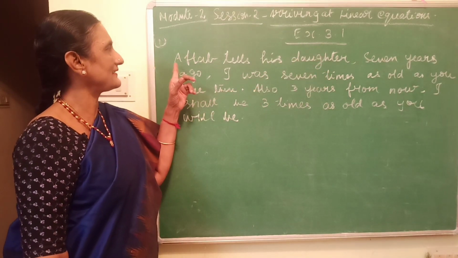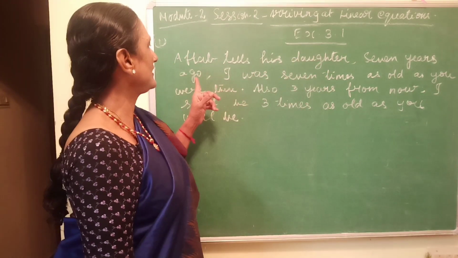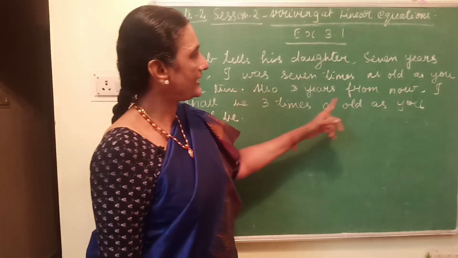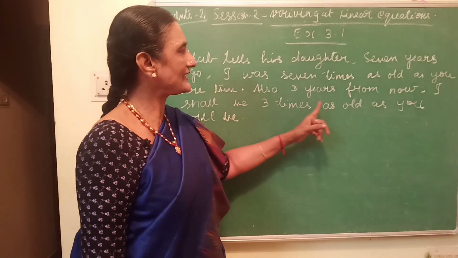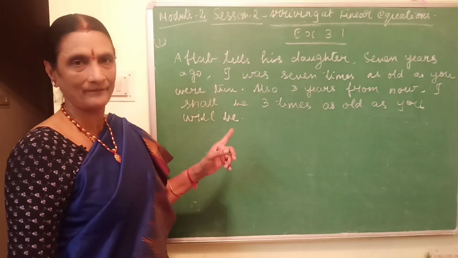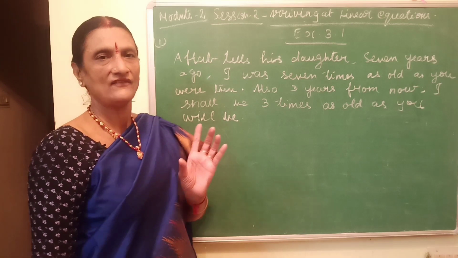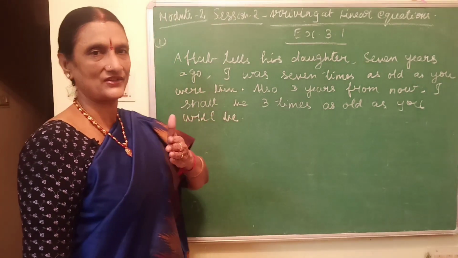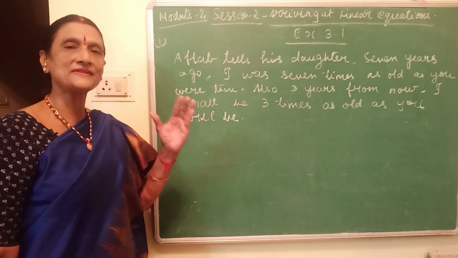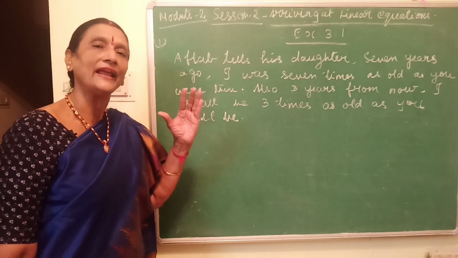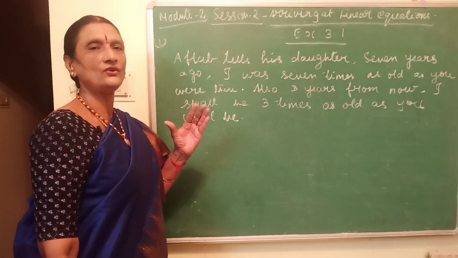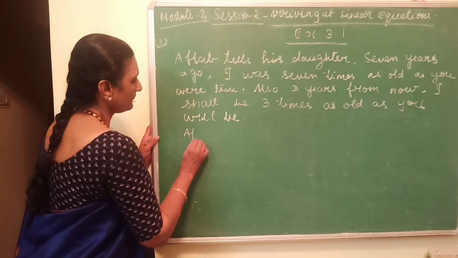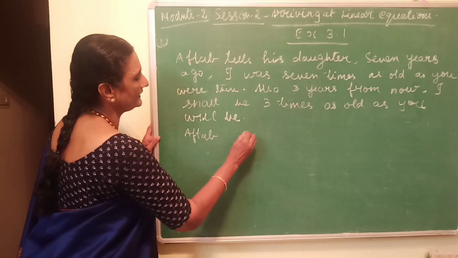The sum says that Aftab tells his daughter, 7 years ago I was 7 times as old as you were then. Also 3 years from now I shall be 3 times as old as you will be. So there is a comparison to the past situation and also to the future situation, so we have to have columns accordingly. First you should arrive at linear equations, then you go for solving them. So what I can do is Aftab and daughter.